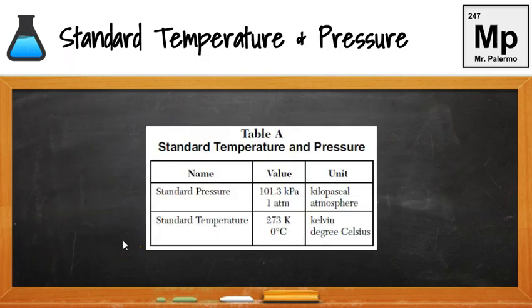And the standard temperature, which we'll focus on now, we'll come back to pressure later on in the year. The standard temperature is going to be 0 Celsius, which is equal to 273 Kelvin. So the reference table, all the values there are based on standard temperature and pressure.